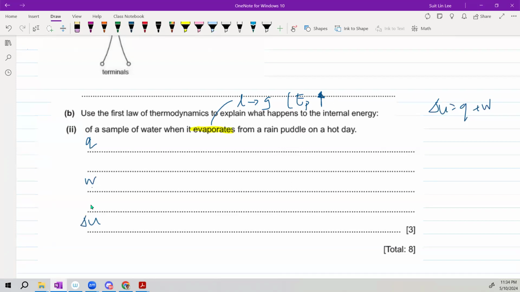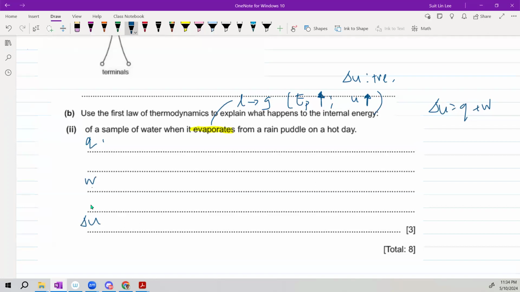So if EP increases but EK is constant-ish, but it's very hard to say for evaporation, so let's not comment about the temperature. Never mind, that's one thing too much. EP increases, so U increases. So delta U is positive.